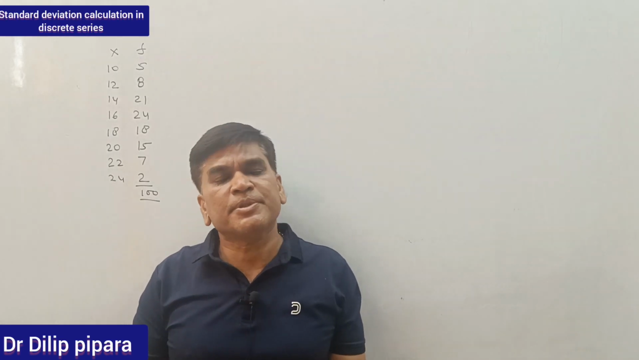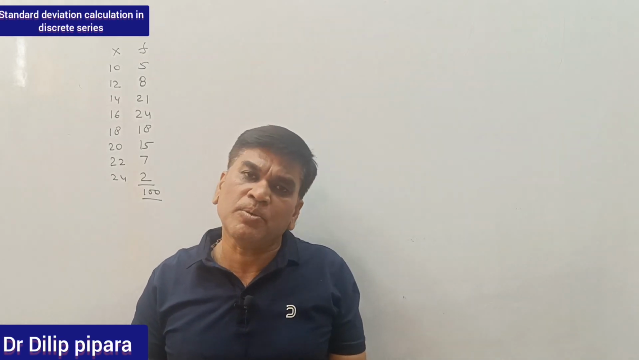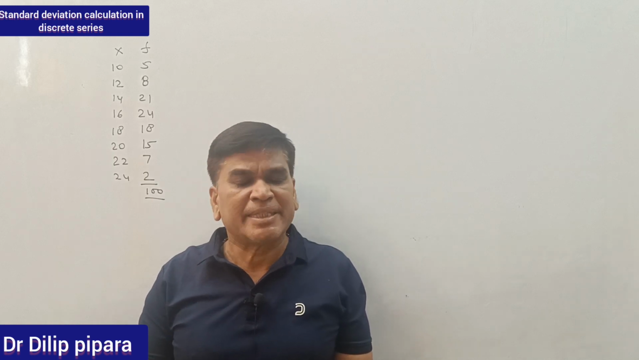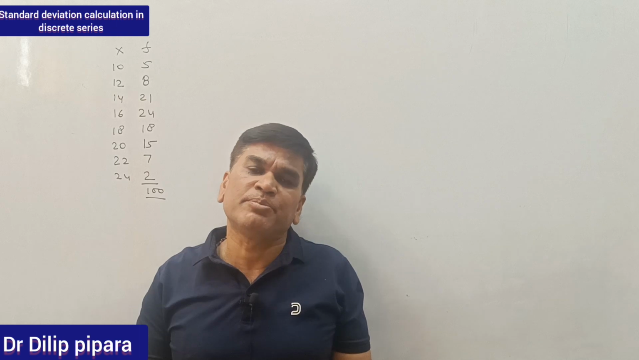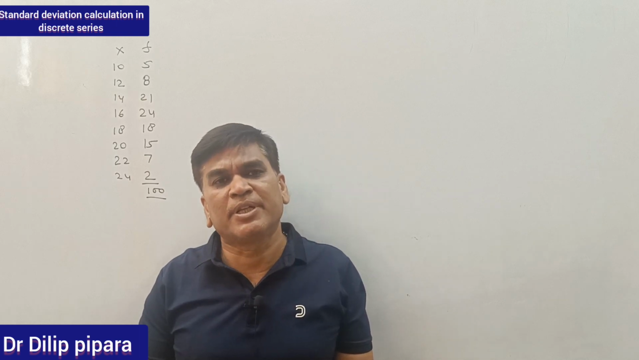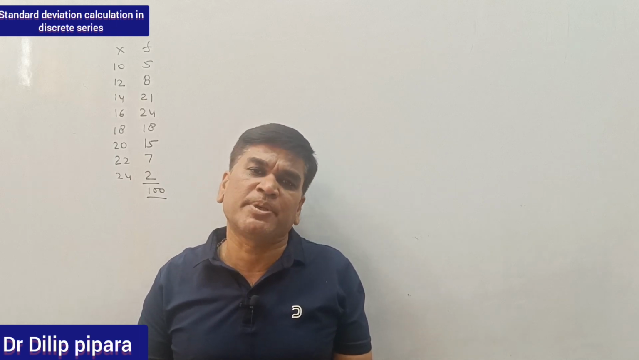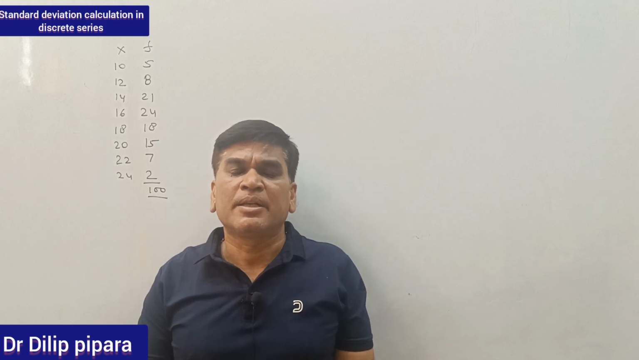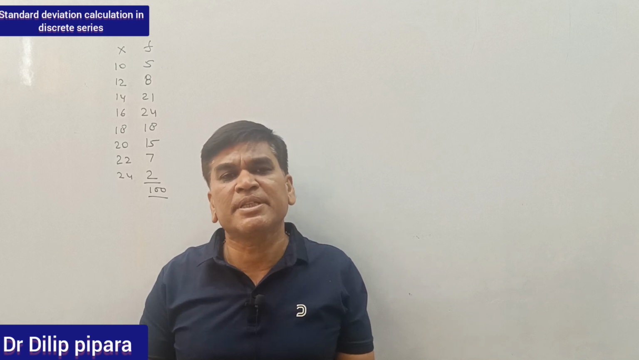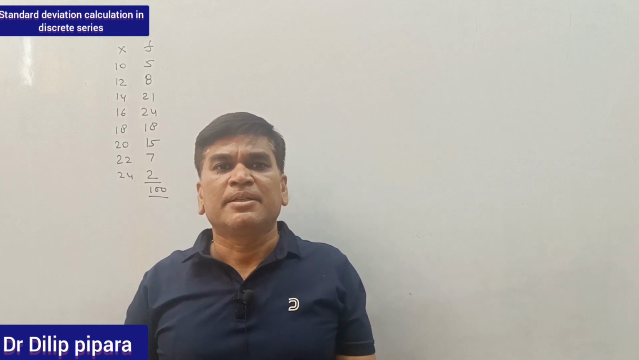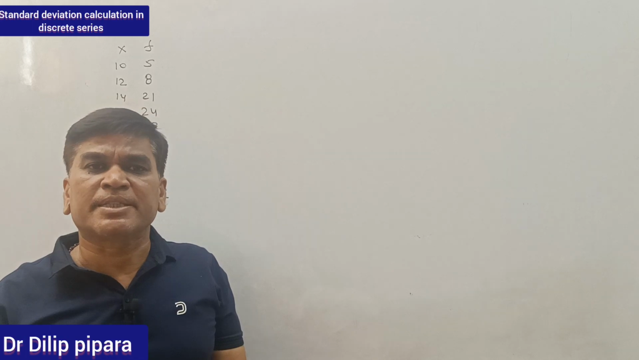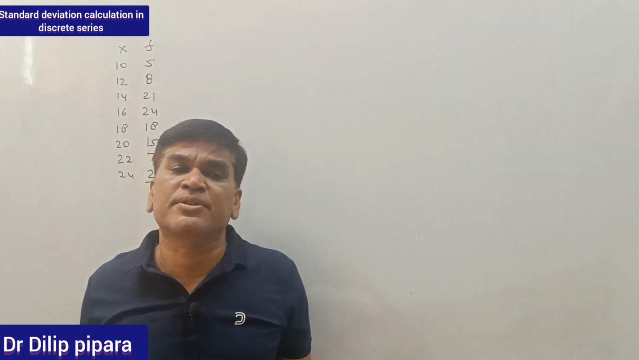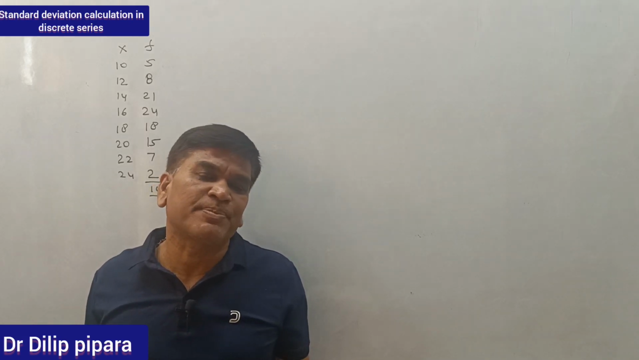In the last video on standard deviation, we discussed how to calculate the standard deviation in the case of a discrete series. We discussed both methods: one is the direct method and the second is the assumed mean method. In today's video, we will learn how to calculate standard deviation in the case of a discrete series from the direct method as well as the assumed mean method. I have already written the problem on the blackboard; we have a discrete series problem.